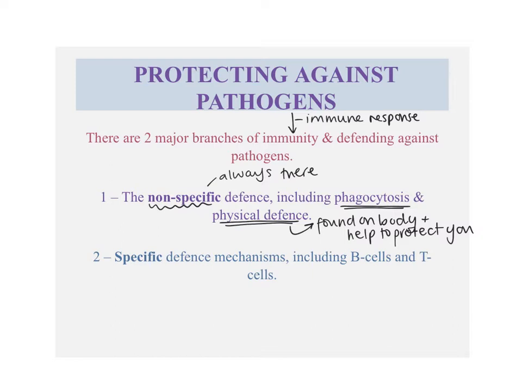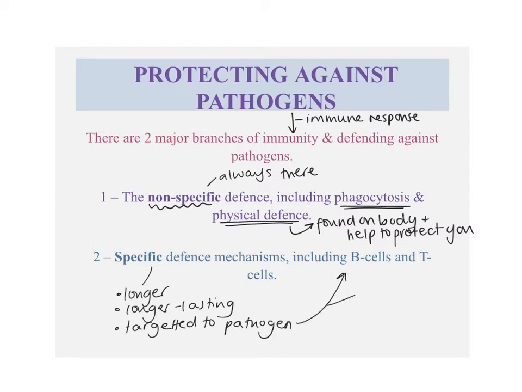Conversely, we've got the specific defence mechanism, and this takes a little bit longer. It's a little bit longer to activate, but it's longer lasting as well. And because it's called the specific defence mechanisms, it's targeted to the pathogen. So in this, we make specific cell types called B cells and T cells that are specifically shaped to attack whatever pathogen is infecting us. And this is really important because this gives us things like our immunity to things that are around us all the time, things like colds, things like the flu.